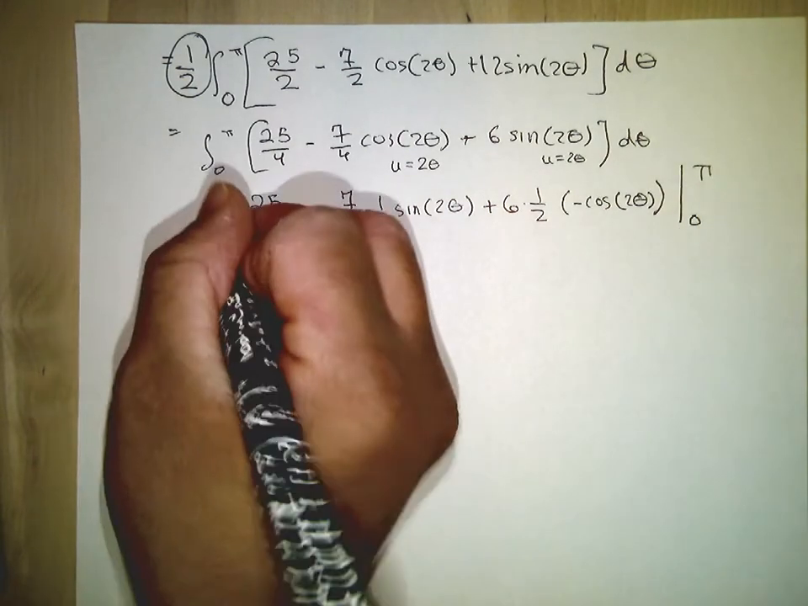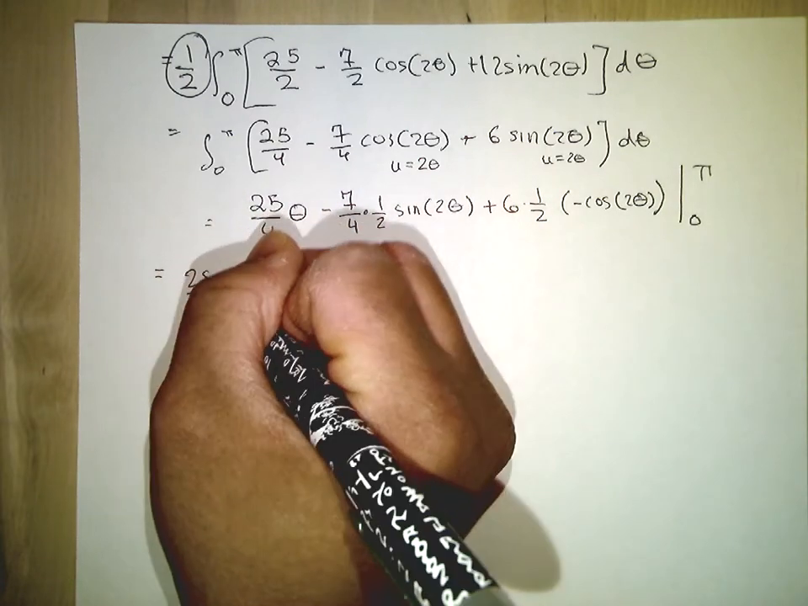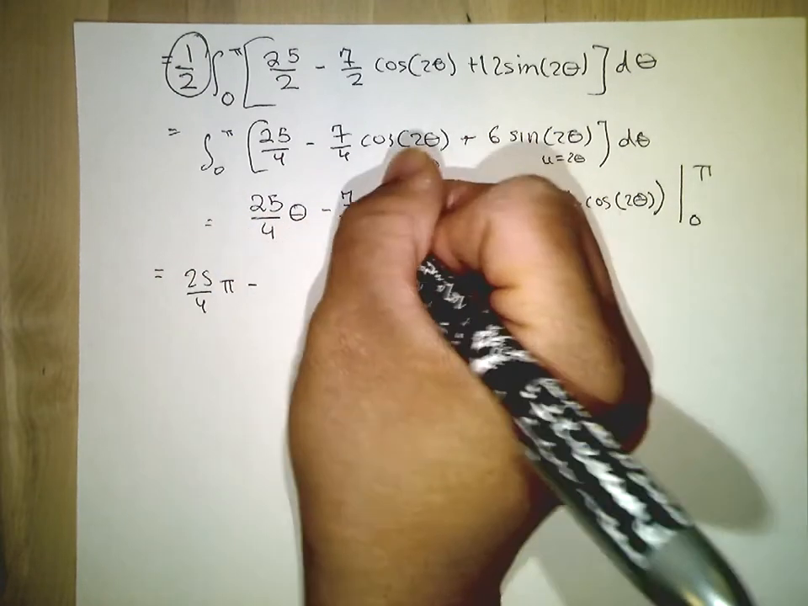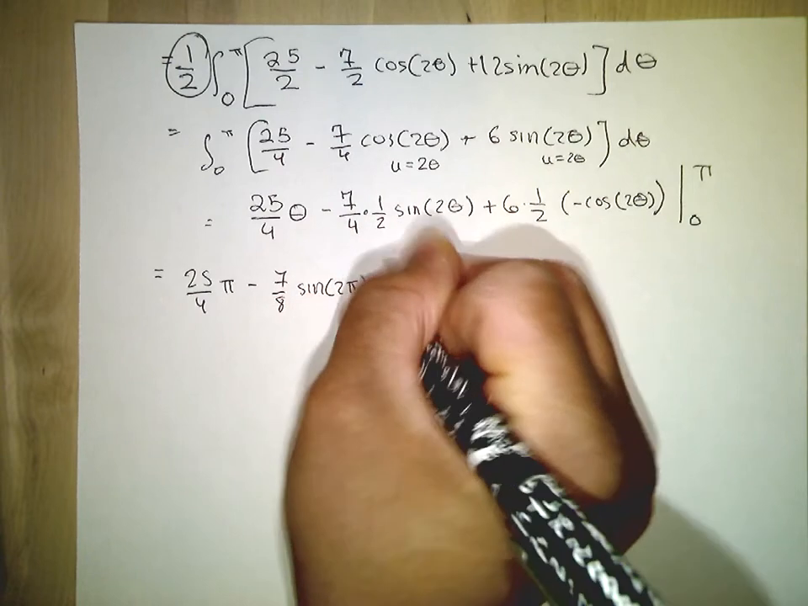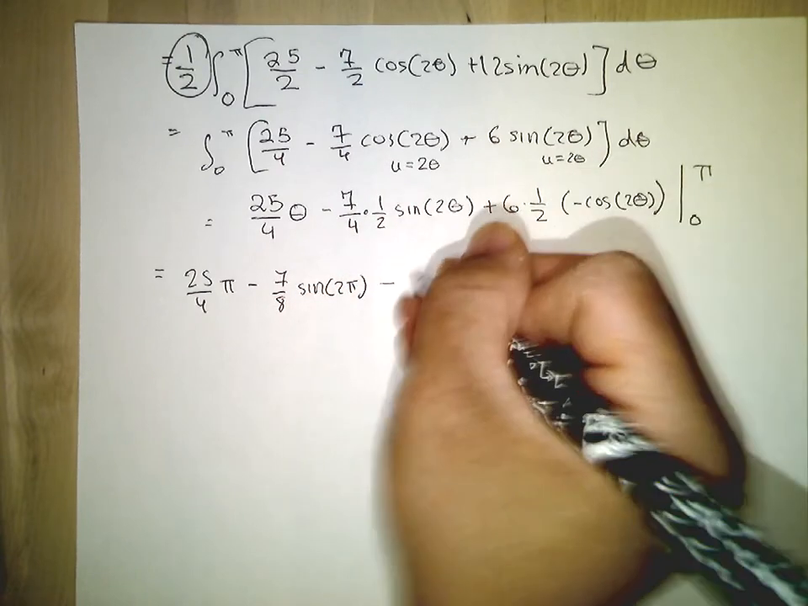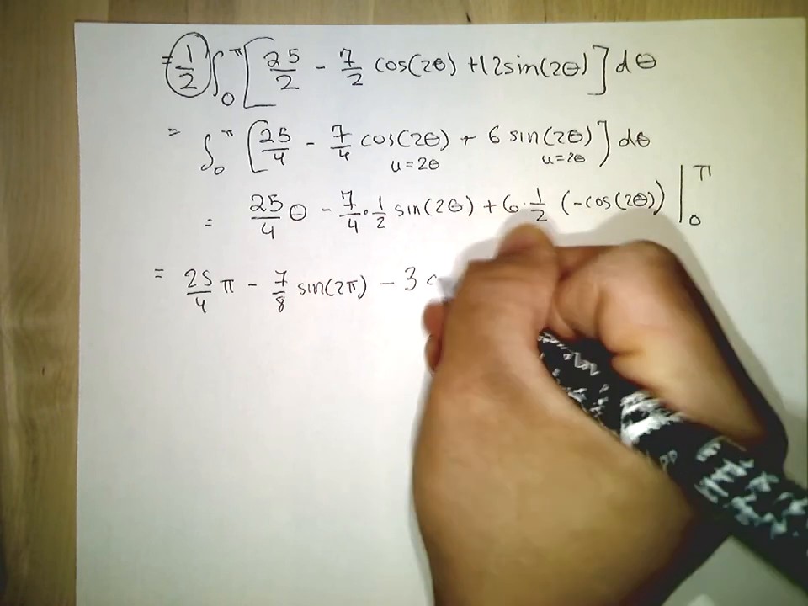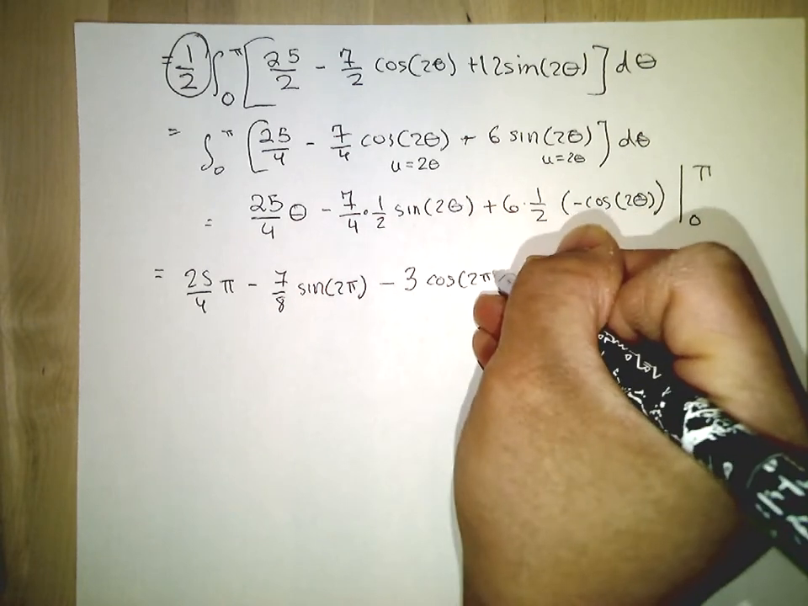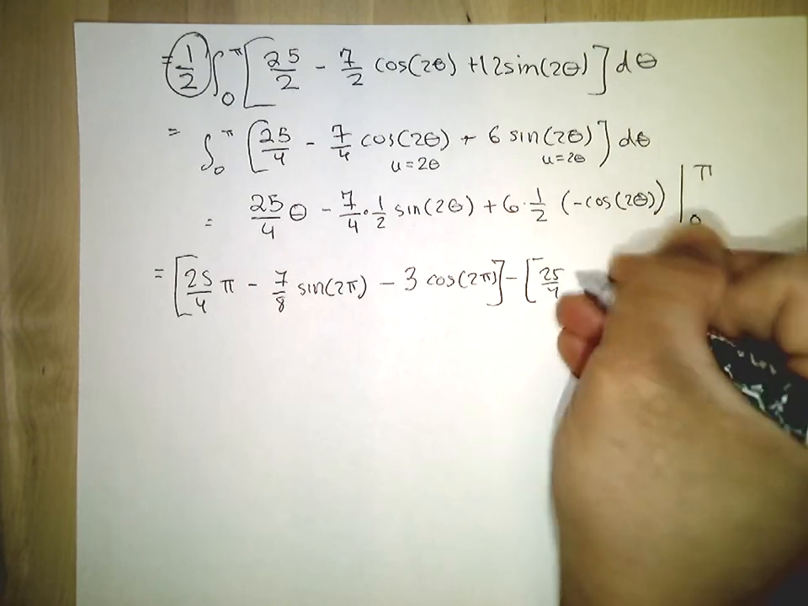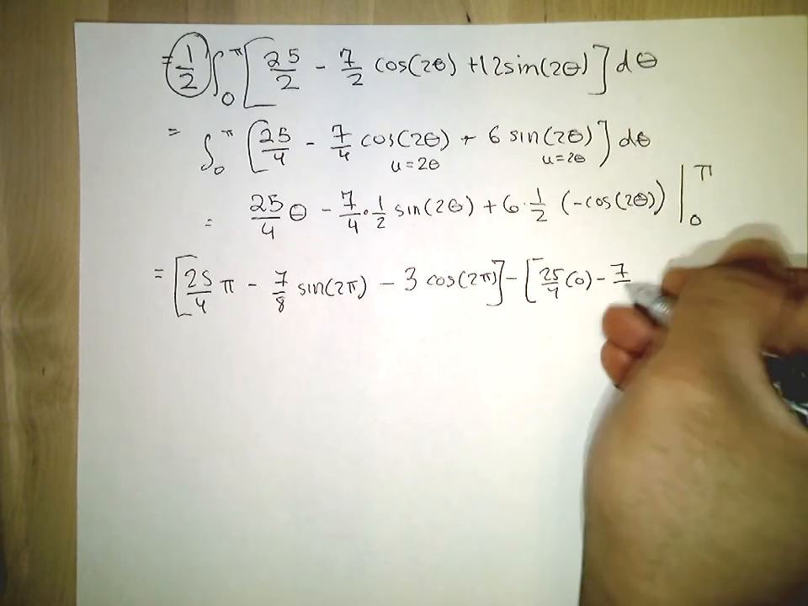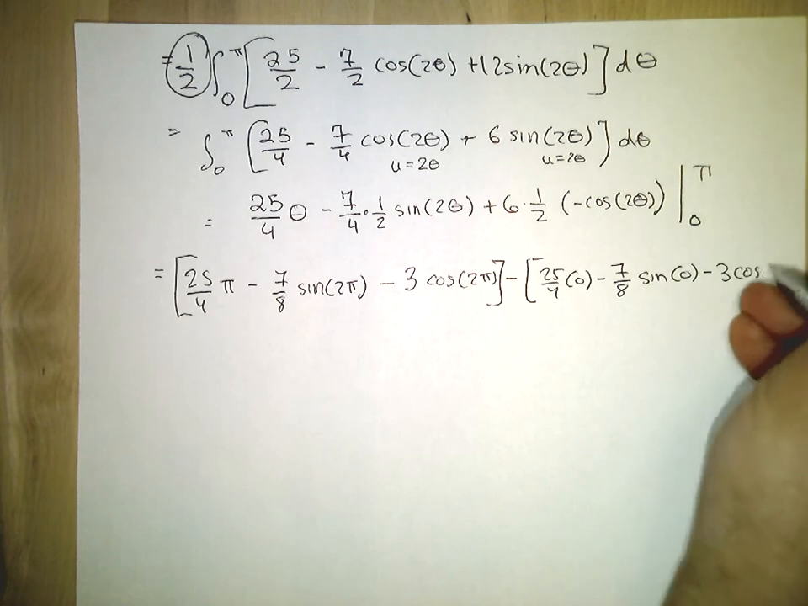So we're left with, let's see, 25/4 pi minus 7/8 sine of 2 pi minus 6/2 of 3, so 3 cosine of 2 pi, minus 25/4 times 0 minus 7/8 sine of 0 minus 3 cosine of 0.